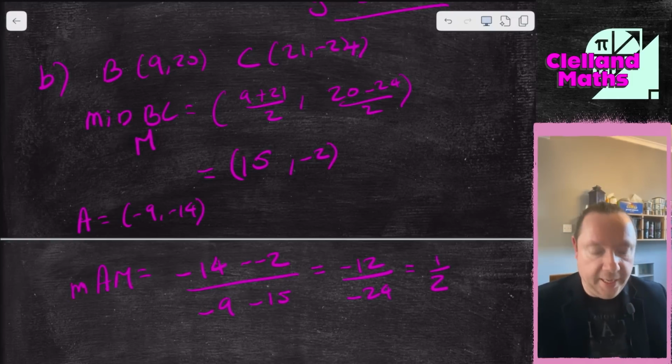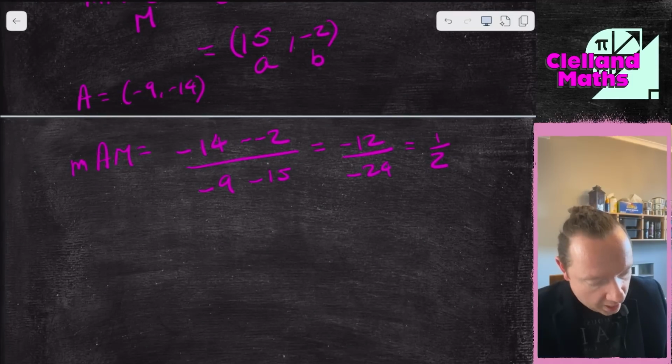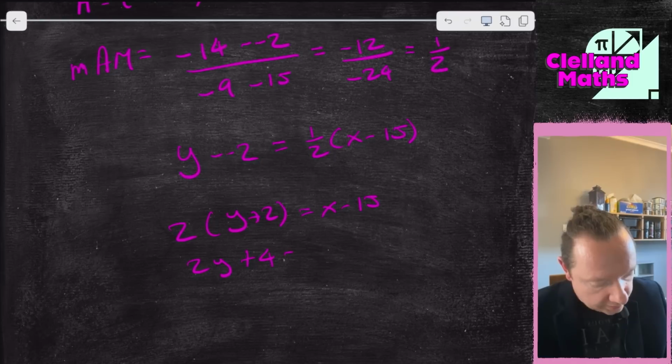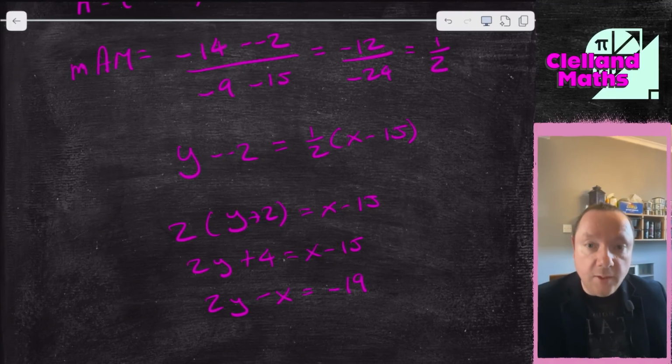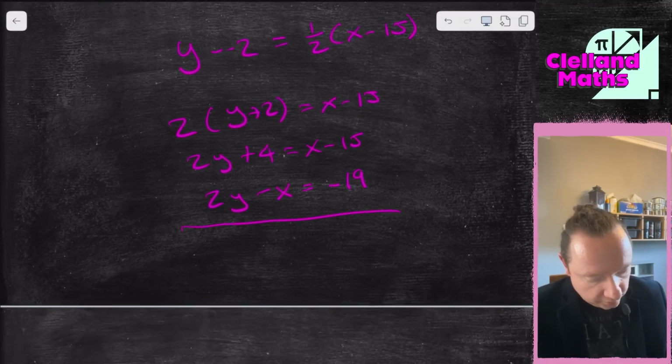So then use a point, either A or M. I'll just use this one. y minus minus 2 equals a half (x minus 15). Take the 2 up then. y plus 2 equals a half (x minus 15). So we've got 2y plus 4 is x minus 15, or 2y minus x equals minus 19. And that's an acceptable way to leave it. You can leave it as y equals if you want, which might be handy for this question, but I'm not going to. I'm going to do it a different way.